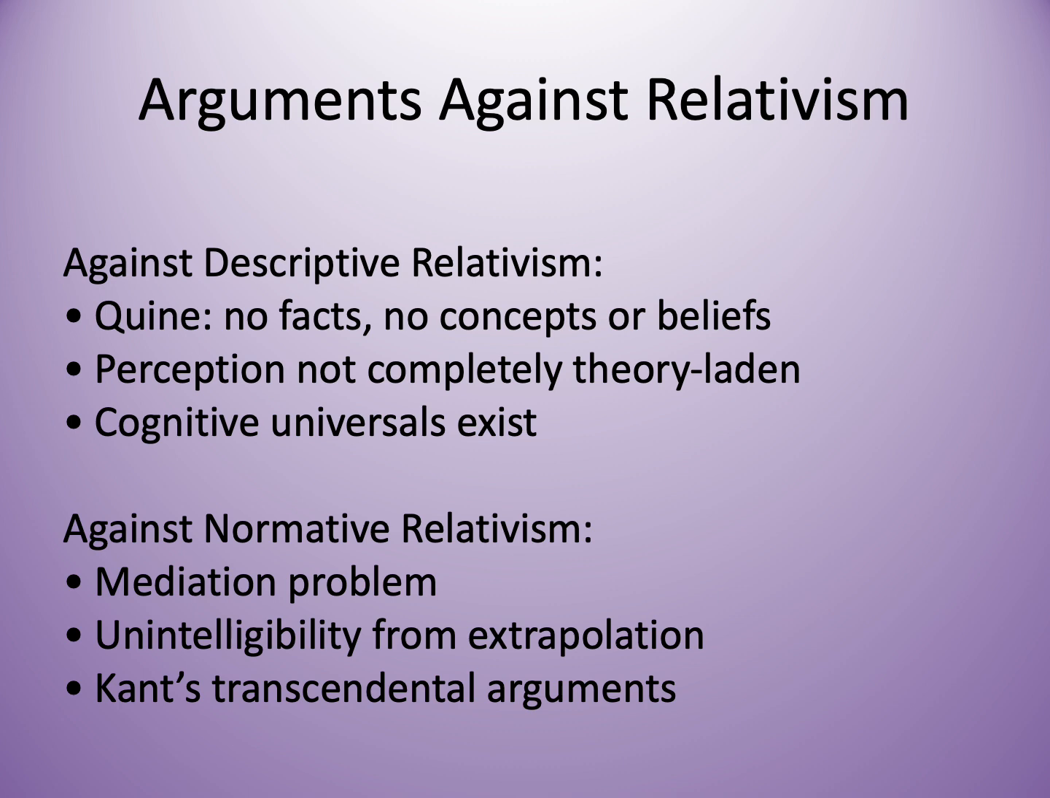Against normative relativism, critics raise deeper philosophical problems. One is the mediation problem. If beliefs are always trapped within conceptual frameworks, then it is impossible to compare them to reality. Another criticism is that when we try to imagine radically different systems of thought, what we end up with is unintelligibility rather than meaningful alternatives. Finally, Kant's transcendental arguments suggest that certain categories, such as objects, causation, and property, must exist for us to have any experience at all.